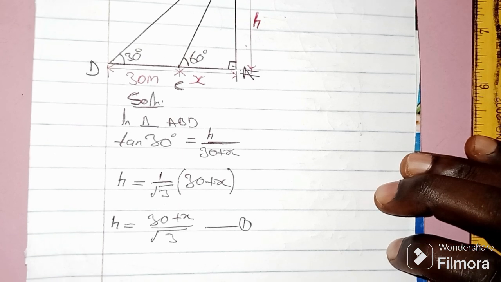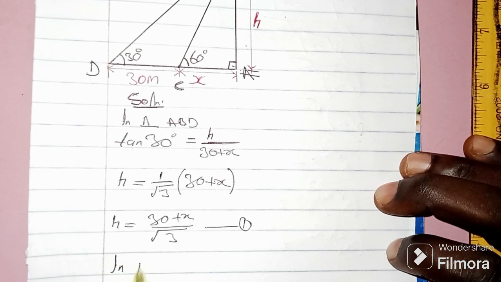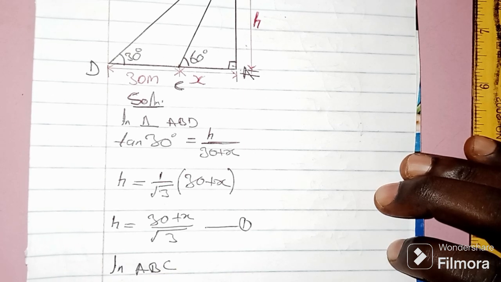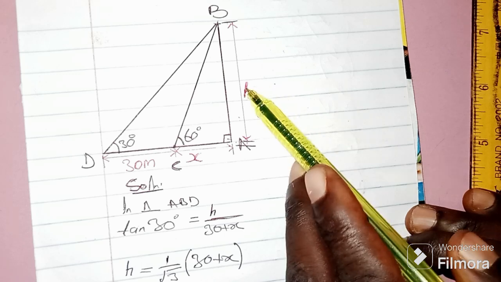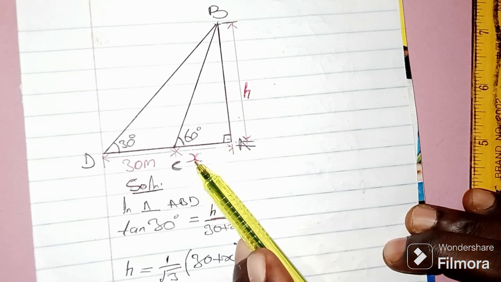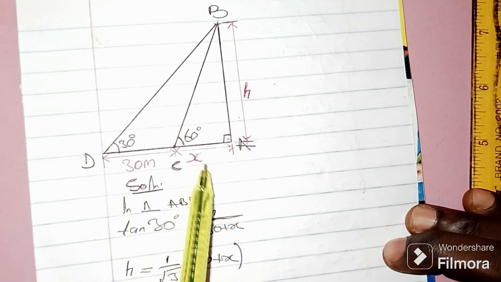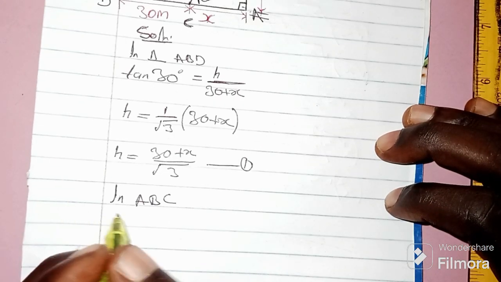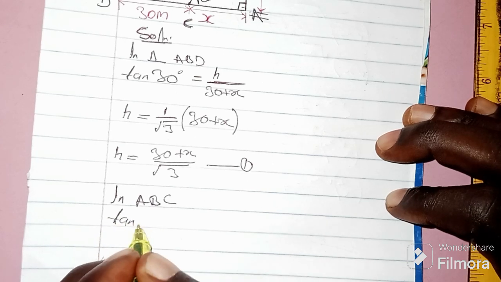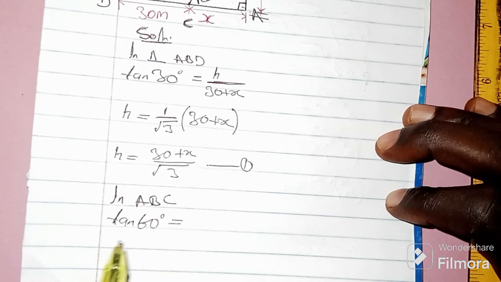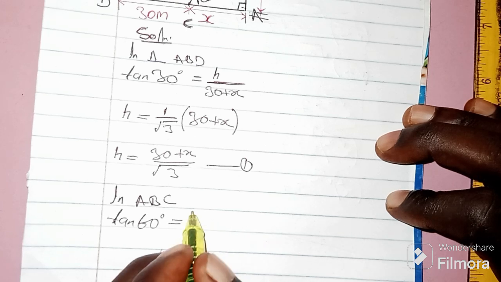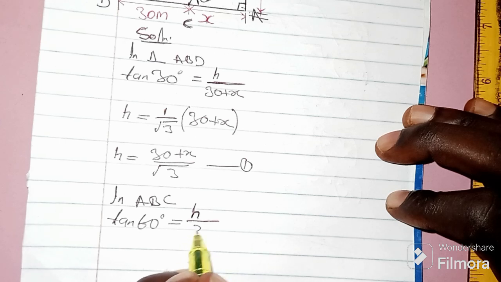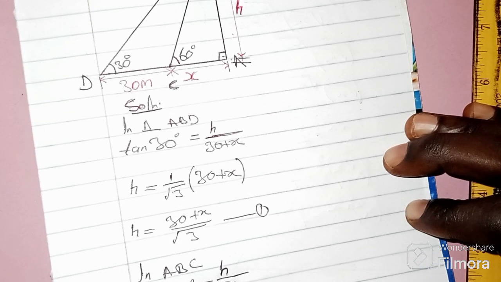Very good. So when we consider triangle ABC, we will understand that we are still going to use the ratio of opposite and adjacent, just as in the case of ABD. In this case, our included angle is 60 degrees. So that means tan 60 degrees is now going to be h divided by x.